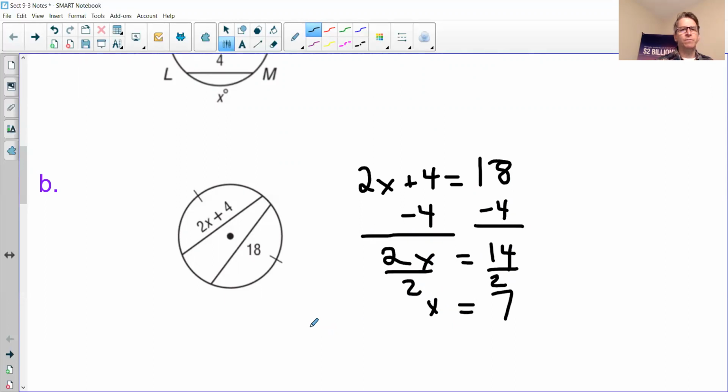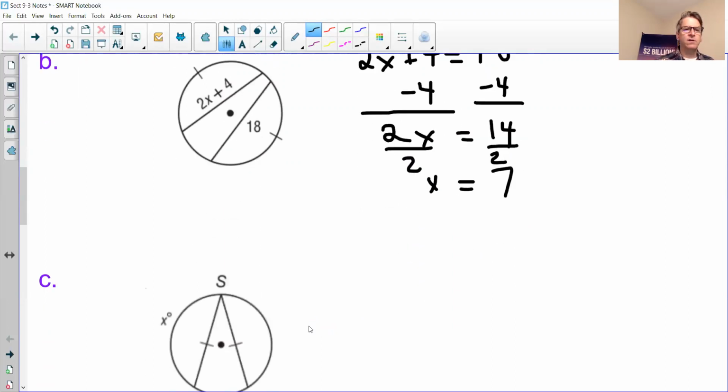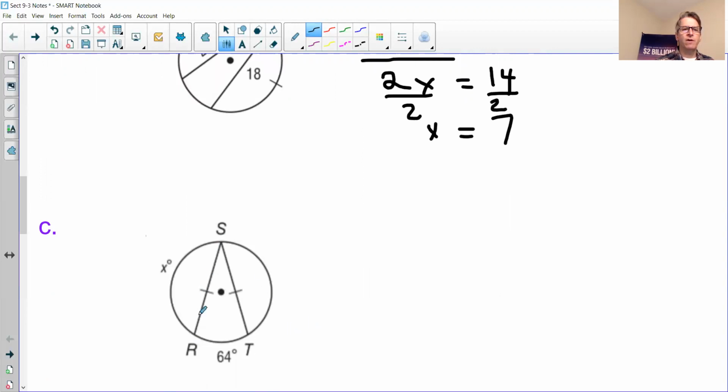Letter C, we have two chords going across, SR and ST. We have 64 degrees here. We have x degrees here. So if we have x degrees here, we know we're going to have x degrees over here. So we end up with x plus x plus the 64, and that's going to put us all the way around the circle at 360 degrees.